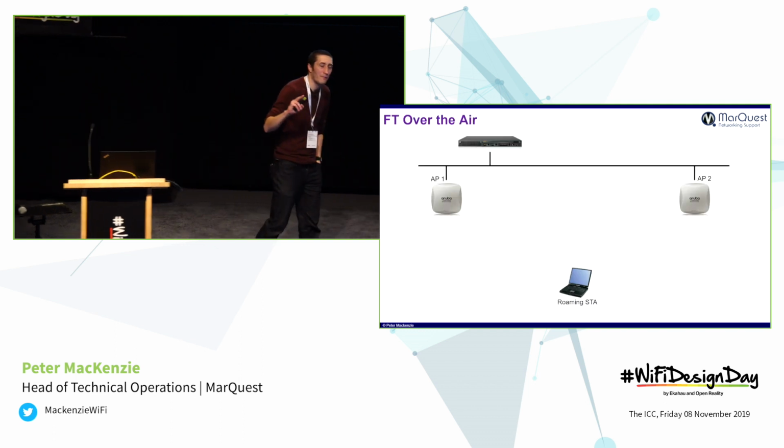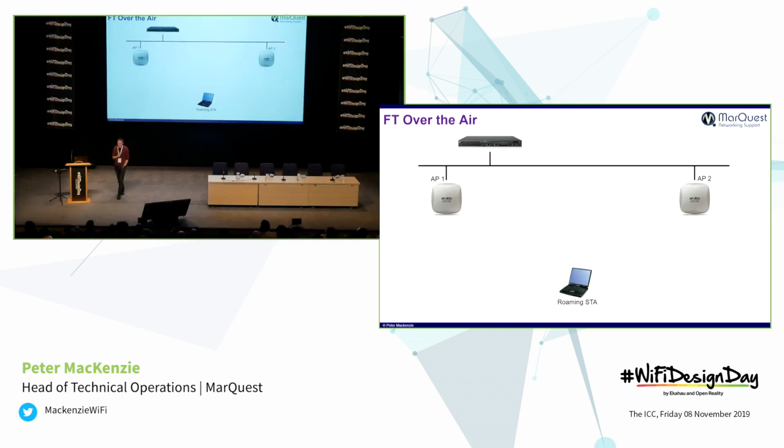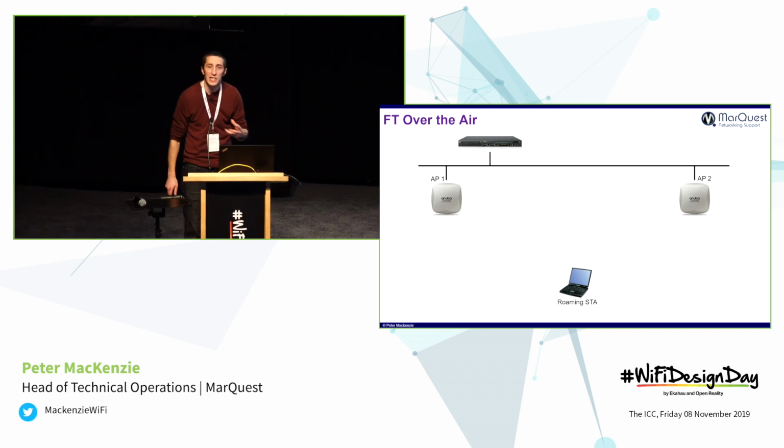Now, there's two methods for doing 802.11r. There's something called over the air and over the DS. And I'm going to explain how both methods work to you. And then maybe we can just talk a little bit about them once we've talked about how they work. So let's first of all talk about over the air.